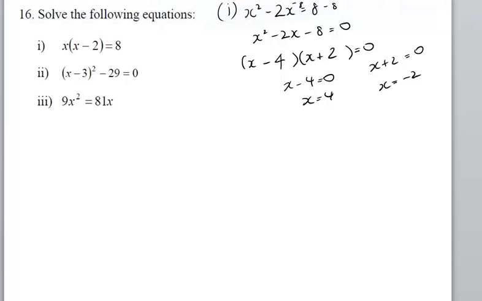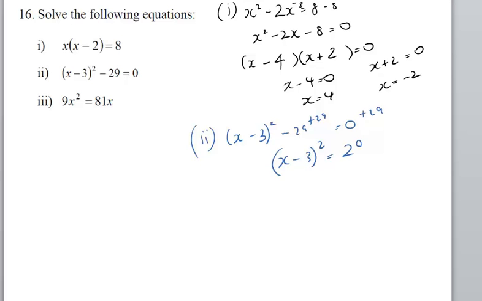So now we look at question 2 here. We've got x minus 3 all squared minus 29 is equal to 0. So what we're going to do first of all is move that 29 over. x minus 3 all squared minus 29 plus 29 is equal to 0 plus 29. So x minus 3 all squared is equal to 29. So if we take the square root of both sides, we know, well, x minus 3 is equal to plus or minus the square root of 29.